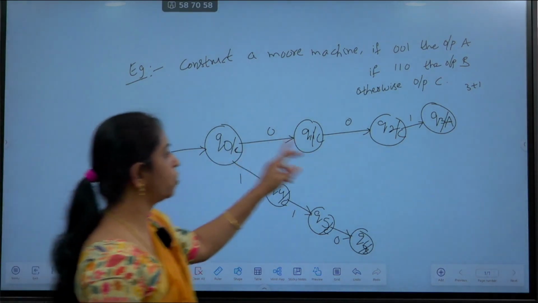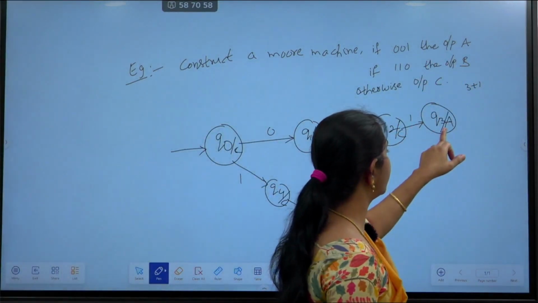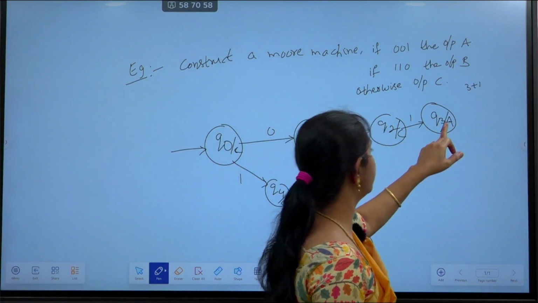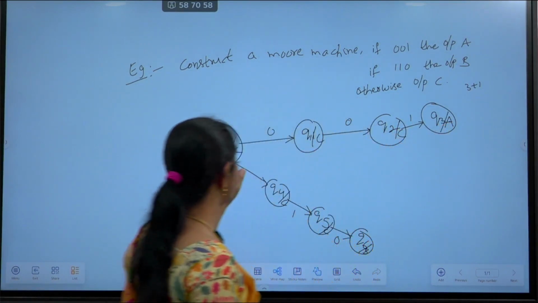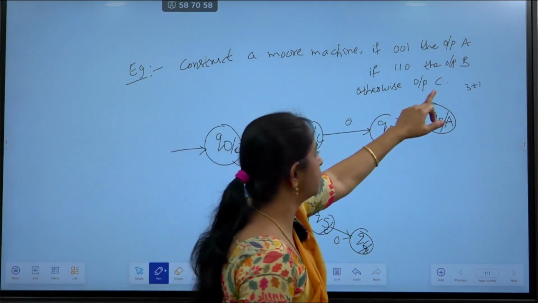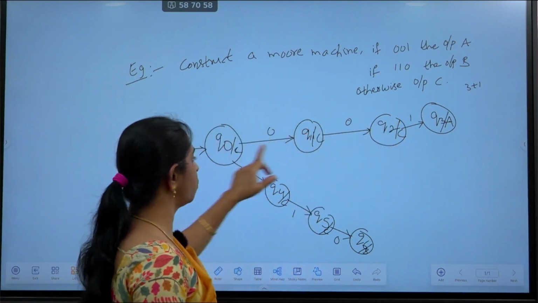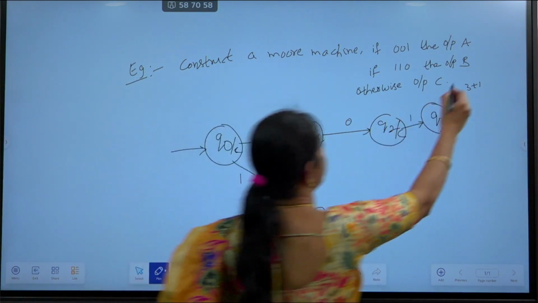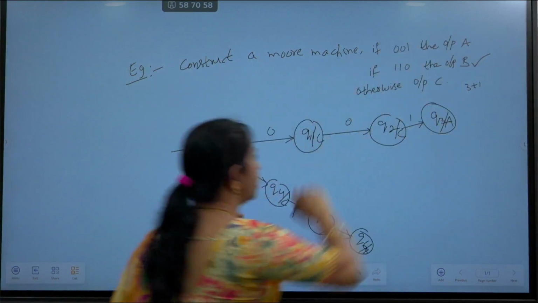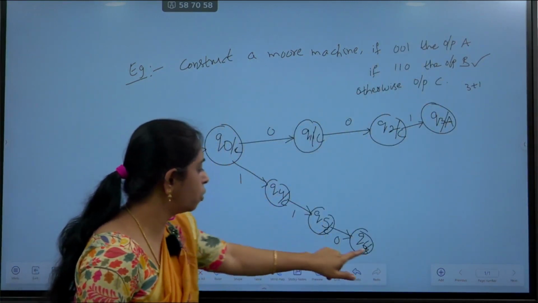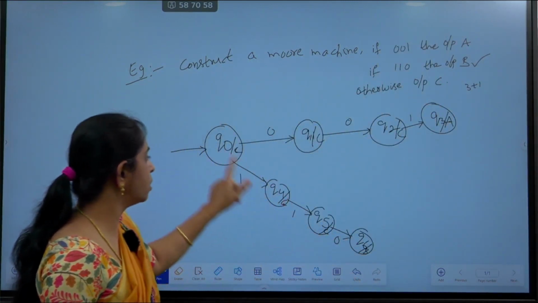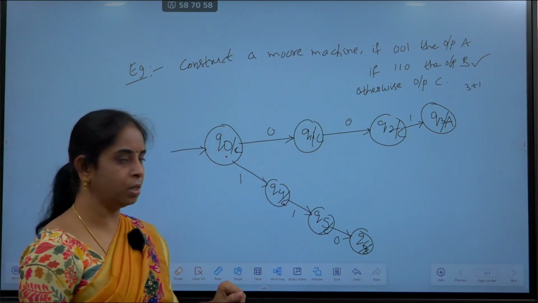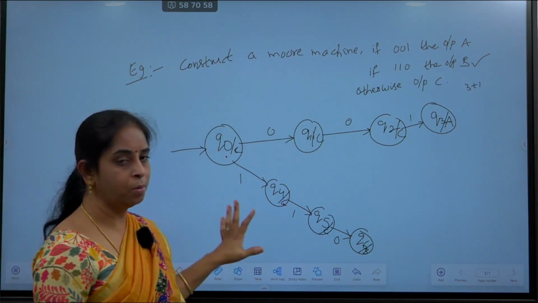So for 001, the output is A. We write the output symbol along with the present state. For all the remaining states, otherwise the output is C. Next we have one more condition: for 110, the output is B, and in all the remaining cases, the output is C. Like that we construct the Moore machine.